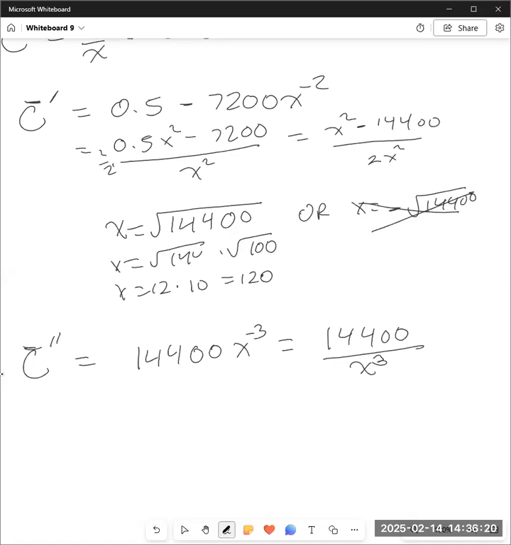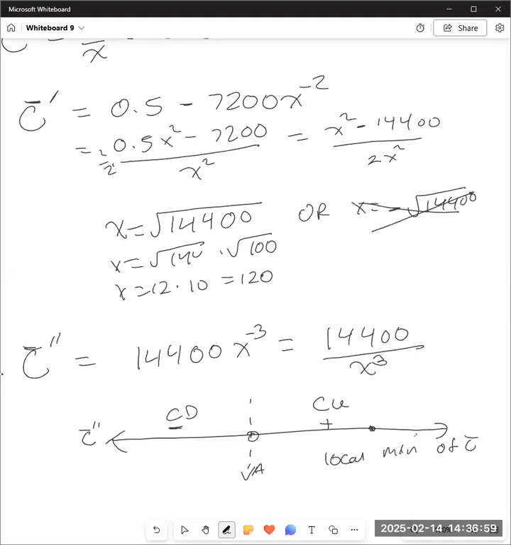There's a vertical asymptote here for C bar double prime at x equals 0. To the left of it, it's negative and concave down. To the right of it, it's positive and concave up. And I'm only interested in the part to the right because x needs to be a positive number. And 120 is somewhere over here in this area, concave up. That means that there's a local min of C bar at x equals 120.